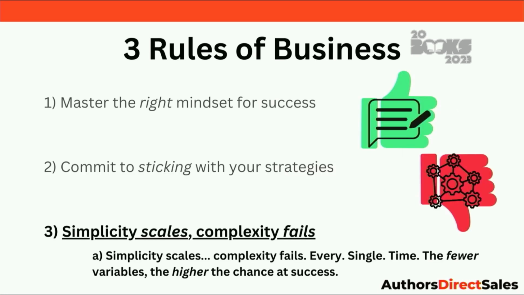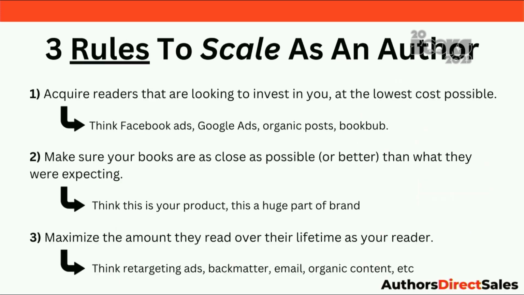The third one is going to be simplicity scales and complexity fails. The more variables you have within a business, the more difficult it makes it to run that business. So trying to keep things more simple, it will always scale better. I've always seen this. So maybe you don't need 10 different traffic sources, you only need to master 2 or 3. And so just trying to keep things simple, that will certainly help.